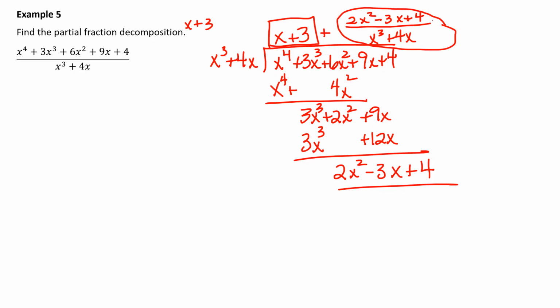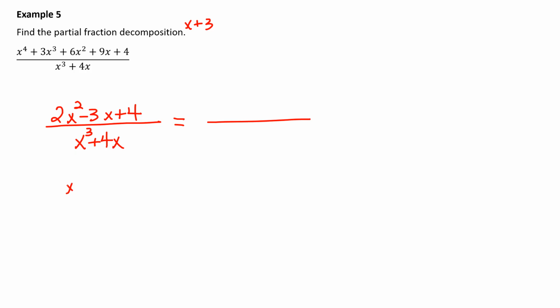We want to decompose that fraction. I'm just going to write over here (2x squared minus 3x plus 4) all over (x cubed plus 4x). So this is x times (x squared plus 4), and we already wrote one like that before. The first fraction is just going to be over x, and it's going to be a constant on top because it's linear on the bottom.